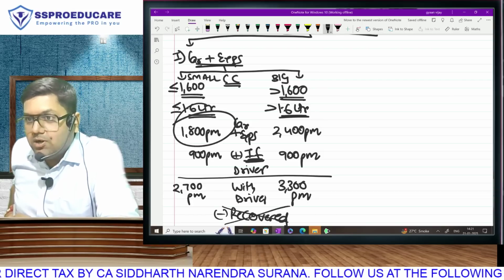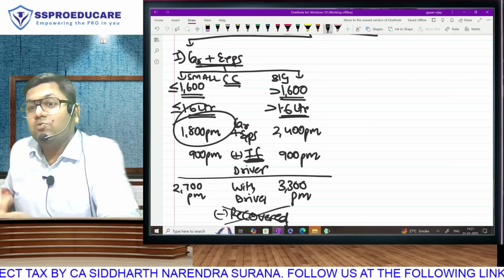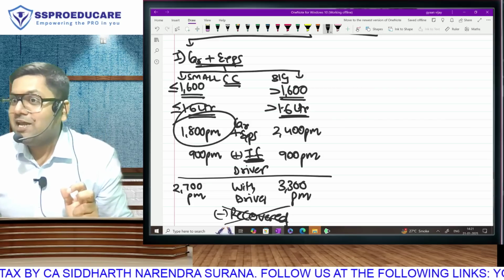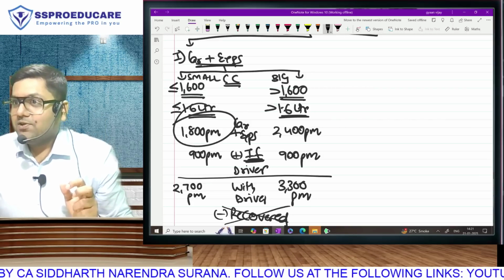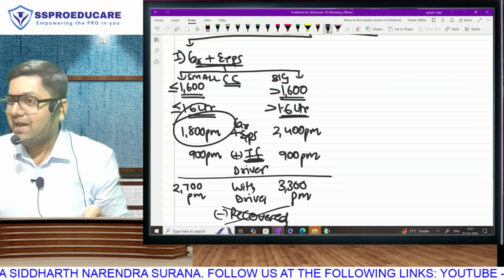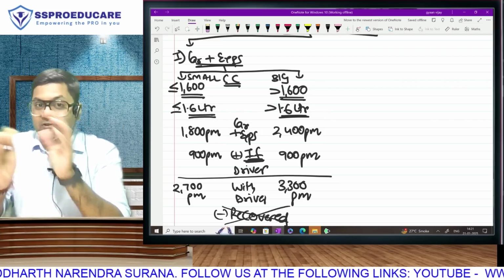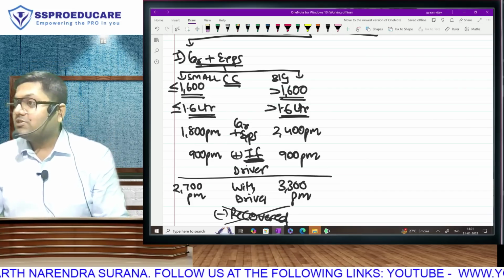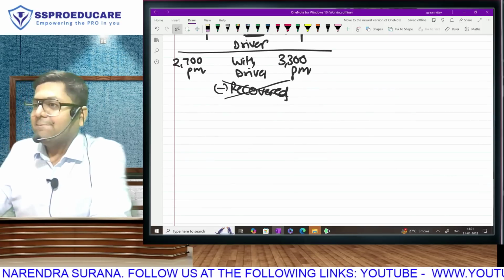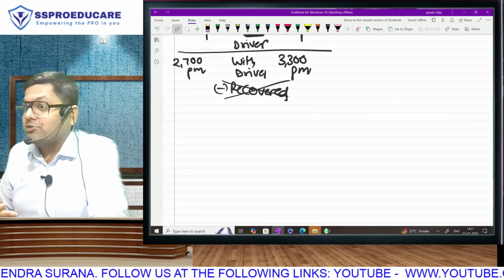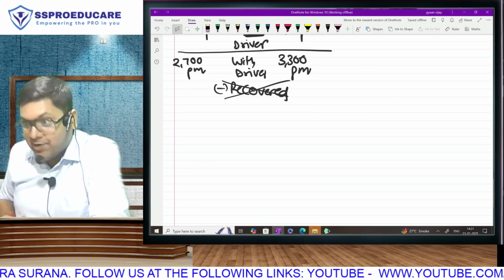No, it does not. But the taxable perquisite as per the rule, which that way appears to be very less, because we assume that the usage will be high. But in an overall usage of 2 kilometers, you still have to pay tax on at least 1,800. Big car, it would have been 2,400. With driver, it would have been 900 more.